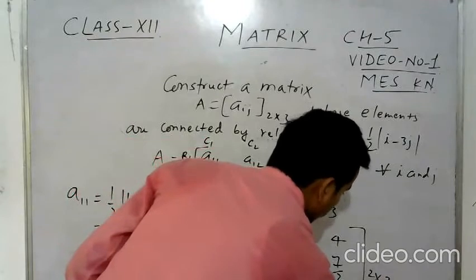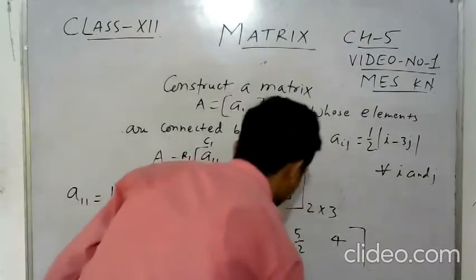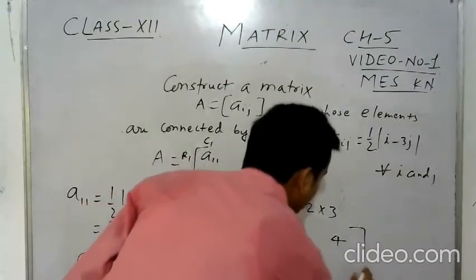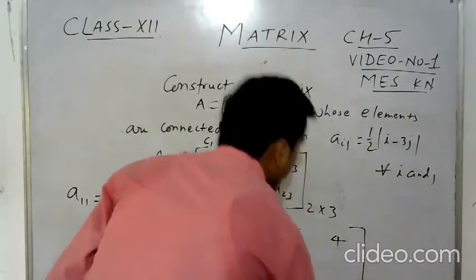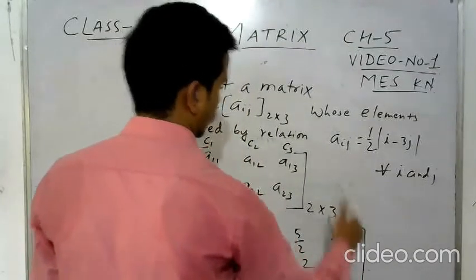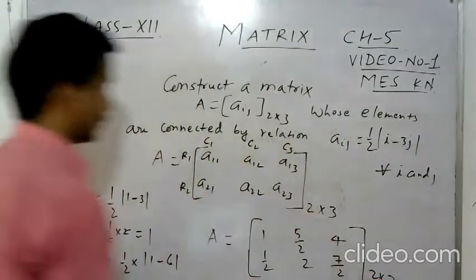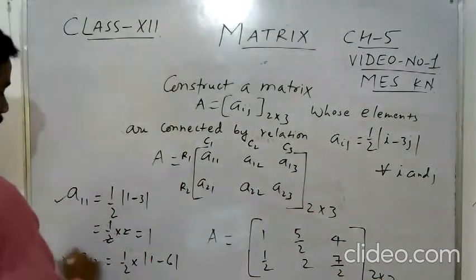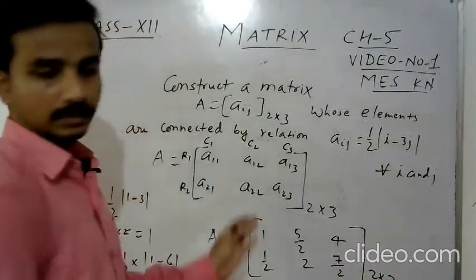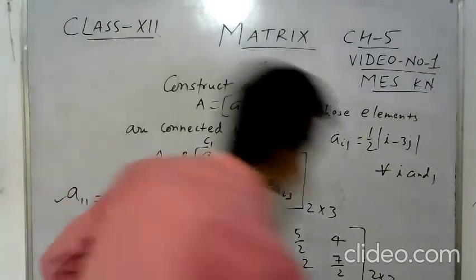2 by 3 matrix. You can write half 2, half 2, and half 2, and 2 by 3 is 7 by 2. Okay, in this way you can find the rest of the elements and put them here in the matrix, and in this way you will get the matrix. So this is the matrix. In this way you will solve this type of problem.